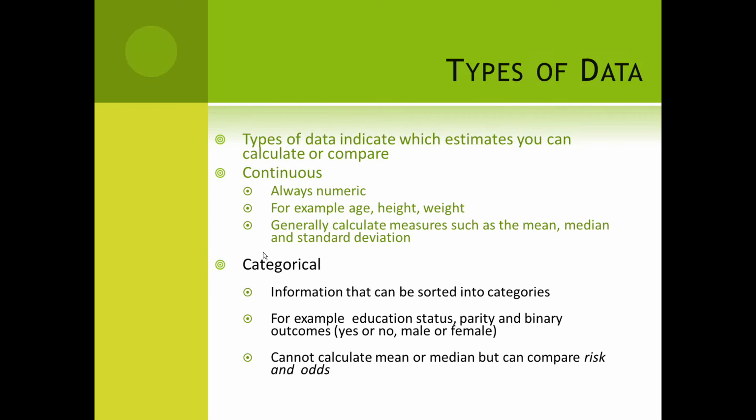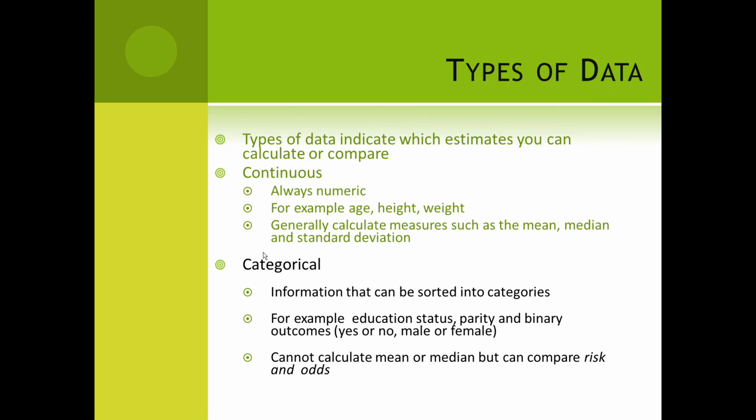So that's continuous data. Another type of data is categorical, and this is when information is sorted into some sort of category, and the name of the category isn't so important. It could be the blue group, the black group. It's, as I said, not that important.